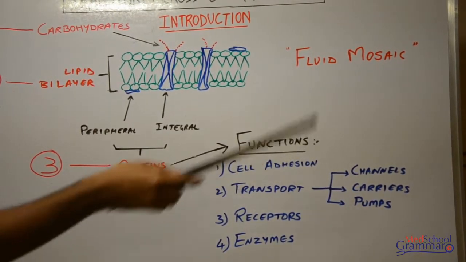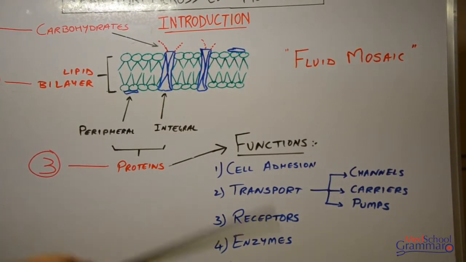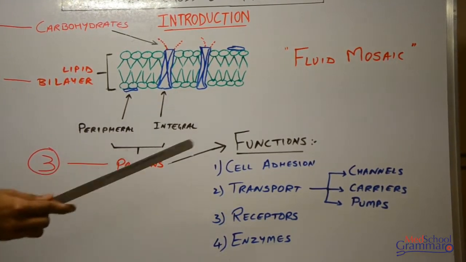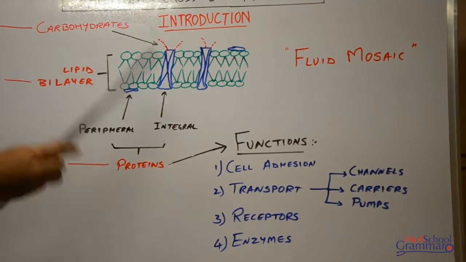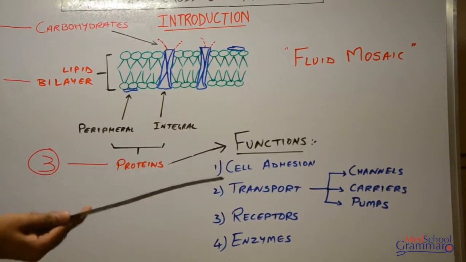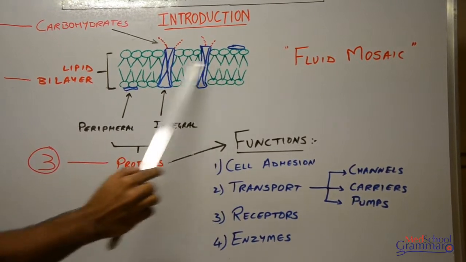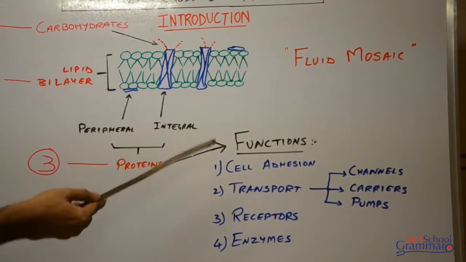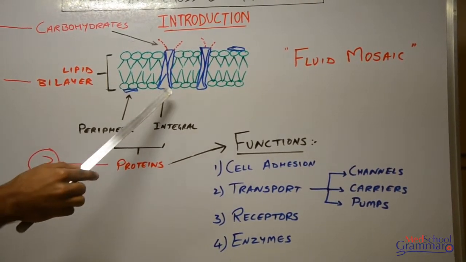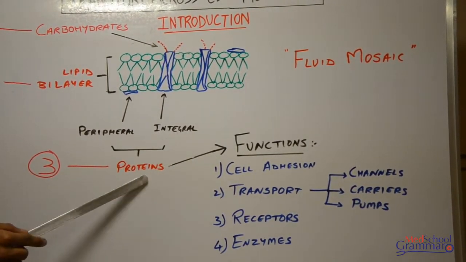So moving on to the next function. These functions will be described as the lecture proceeds as you dive into the various mechanisms of transport. The next function is they act as receptors. Now we know that hormones in the body act via receptors which are present on the cell membrane or within the cell. That's a topic for a later time. But important concept here is that the receptors which are present on the cell membrane are the proteins which are there. So these proteins may act as receptors as well. Some of these proteins have enzyme activity as well. So these are the basic functions of the proteins.